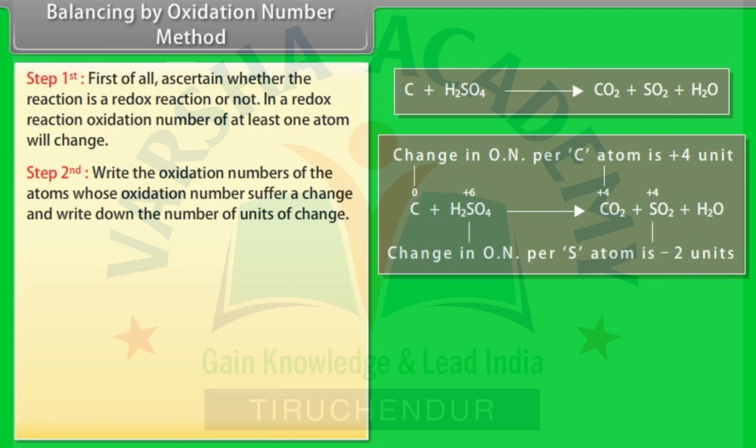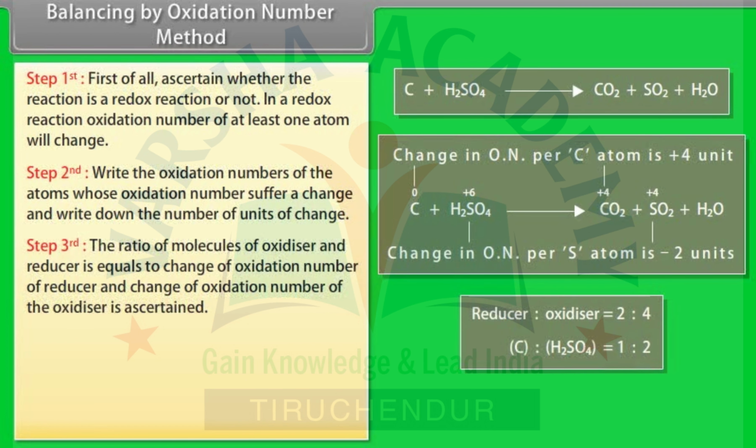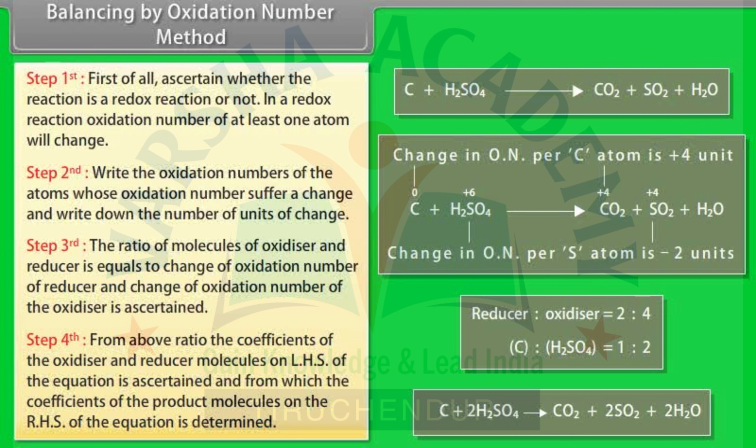of units of change. Step third. The ratio of molecules of oxidizer and reducer is equal to the change of oxidation number of the reducer and the change of oxidation number of the oxidizer is ascertained. If the ratio is not a simple one, make it simple. Step fourth. From the above ratio, the coefficient of the oxidizer and reducer molecules on the LHS of the equation is ascertained, and from which the coefficient of the product molecules on the RHS of the equation is determined.